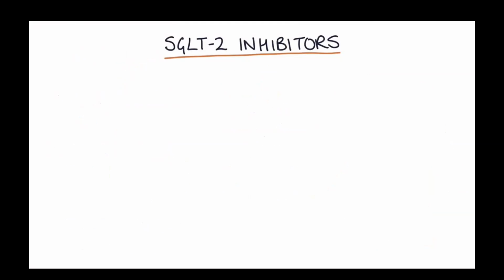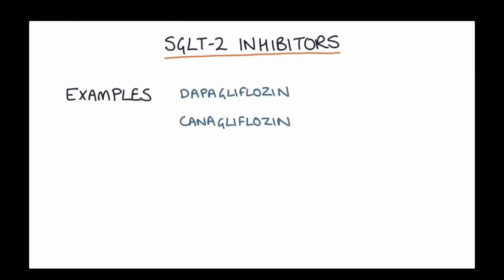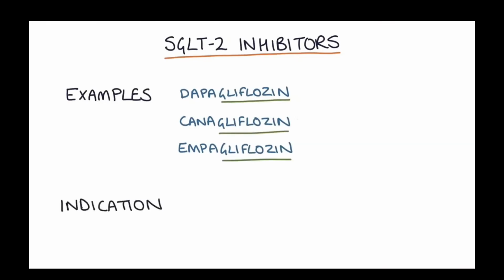For this video, I'll give you 3 examples. The first is Dapagliflozin, the second is canagliflozin, and the third is empagliflozin. And if you remember these 3, you're unlikely to come across very many others. But the clue is that all of them end with gliflozin. There's only one real indication for these medications, and that's type 2 diabetes.